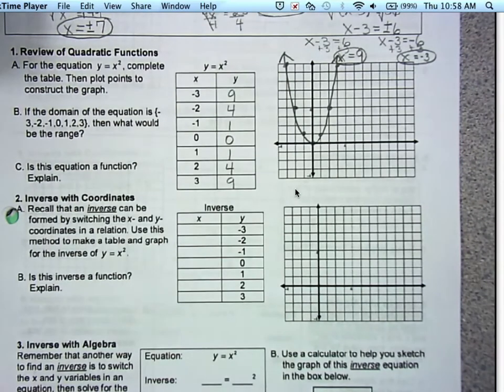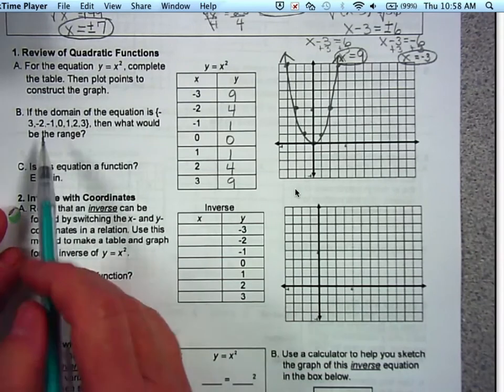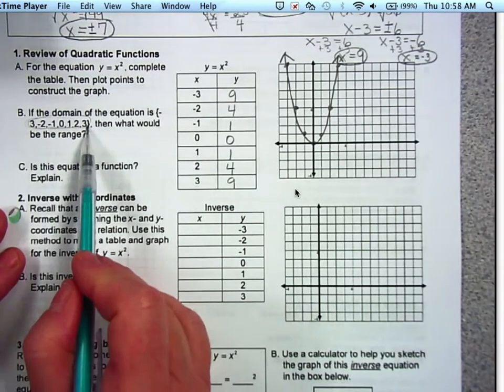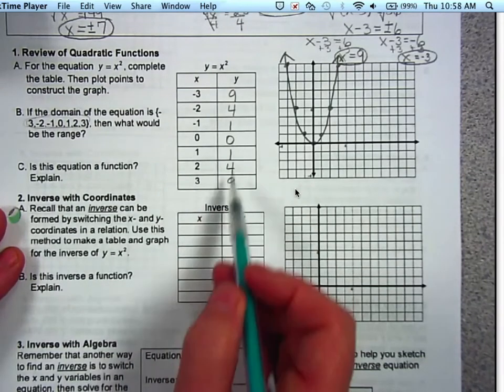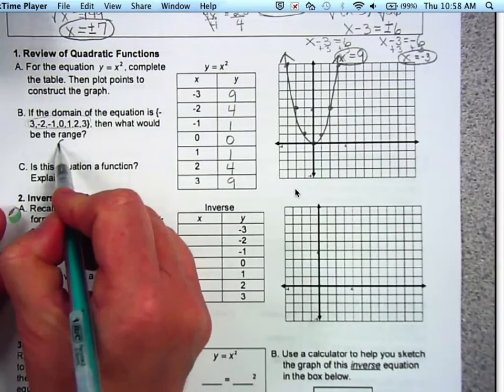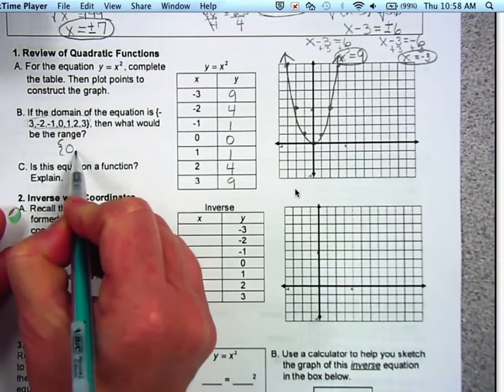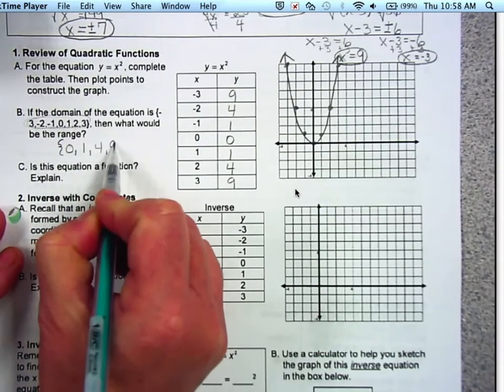Okay, now the next question says if the domain of the equation is negative 3, negative 2, negative 1, 0, 1, 2, and 3, then what would be the range? Everything y is greater than 0. Well, greater than or equal to. No, let's do specific numbers. These are specific numbers, so the range will be 9, 4, 1, 0. And we don't need to put the 9s twice or the 4s twice. So let's start with the smallest one. What's the smallest one? 0. Good.